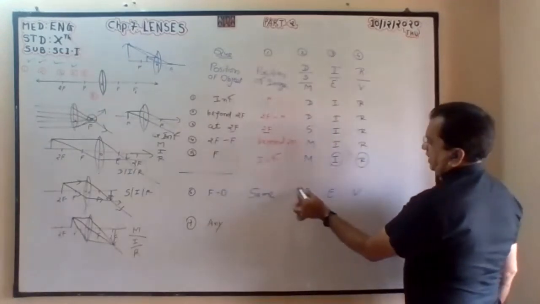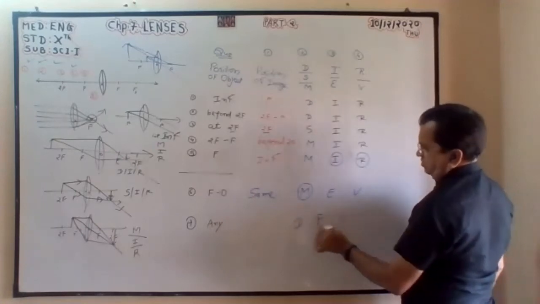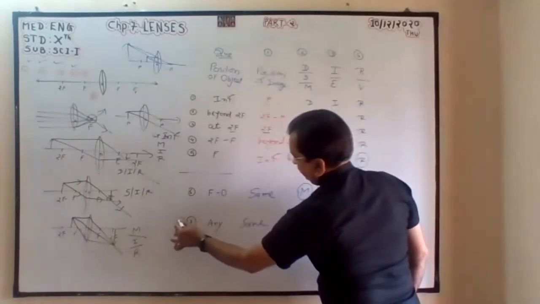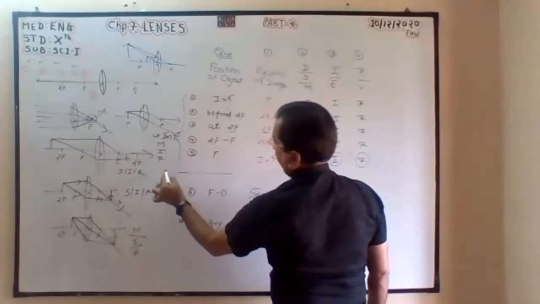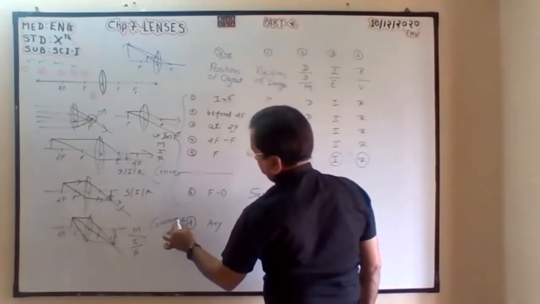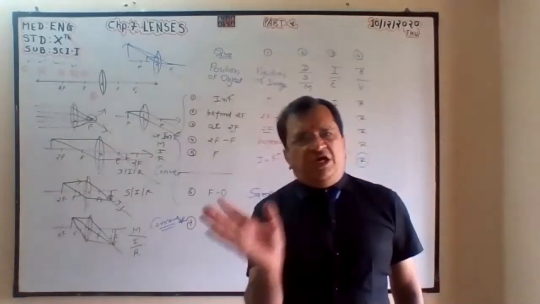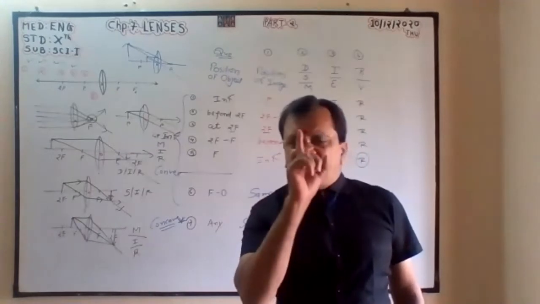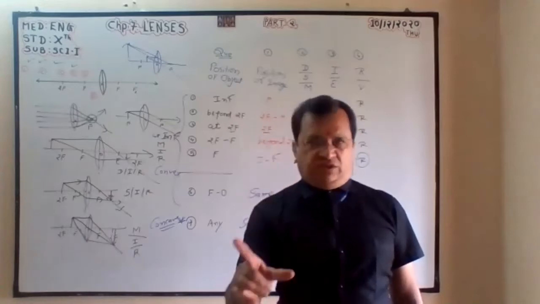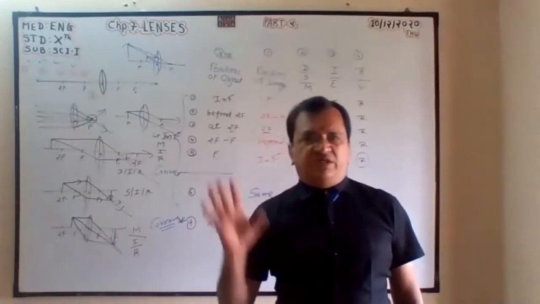These 2 I have changed. Now I will change this. So instead of magnifying, DEV, DEV for concave lens. This all 6 are for convex. This is for concave. For concave, wherever the object is, you will find the image DEV: diminished, erect, virtual. D for diminished, E for erect, V for virtual. Always.